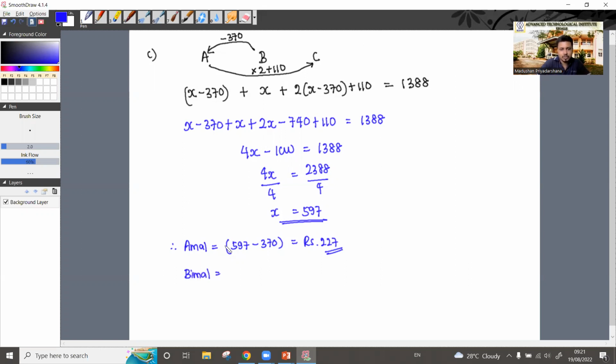Bimal should get an amount worth of X. The value of X we have found to be 597 rupees. Then what about Chamin? 2 times into X minus 370. The value of X is 597 minus 370 and 110 rupees more than this. So it should be equals to what? 227 into 2 plus 110, that is 564 rupees.